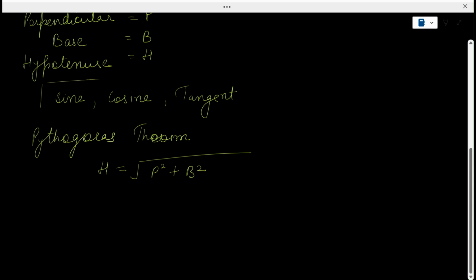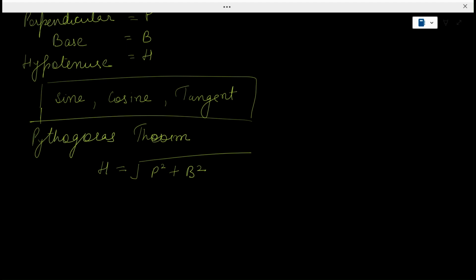Moving on further to these three very basic terminologies, sine theta is perpendicular upon hypotenuse. Cosine, which could be written as cos theta, is base upon hypotenuse. And tangent, which could be written simply as tan theta, is perpendicular upon base.